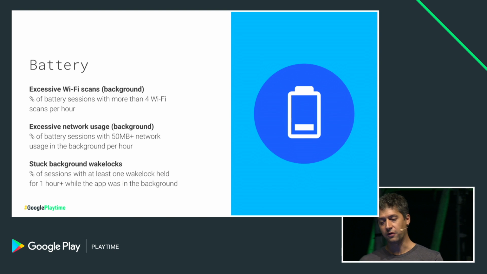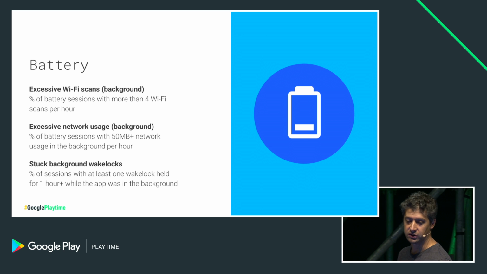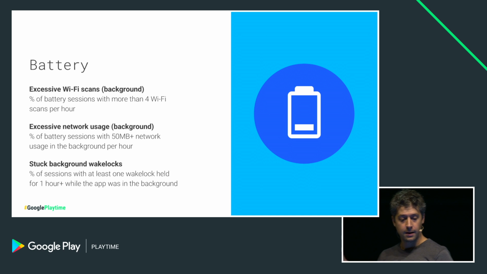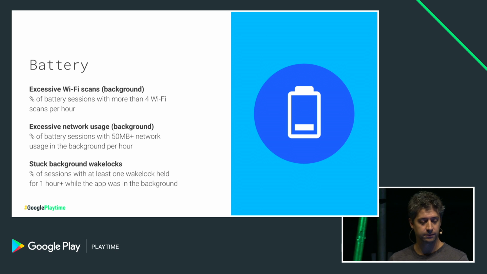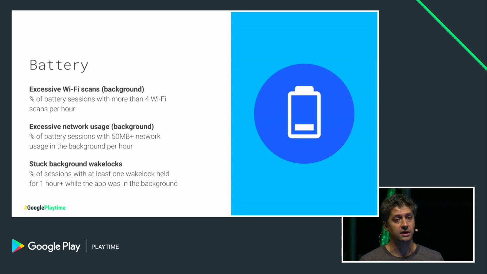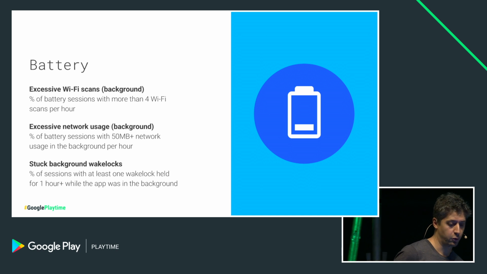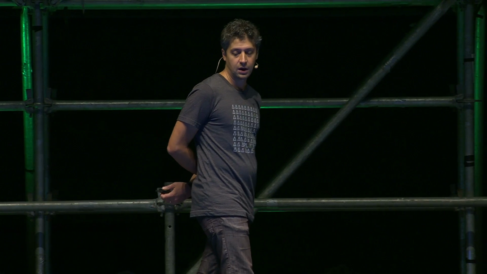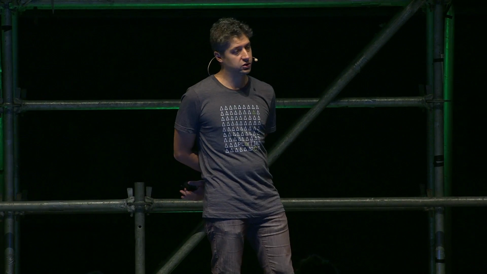On battery, we focused on excessive background activity. Excessive background activity consumes unnecessary battery when the user is away from the phone. And your app will not receive much usage if the phone is dead when the user comes back to it. And so we have 3 new metrics there. One is excessive Wi-Fi scans in the background, whenever the app performs too many Wi-Fi scans when not in active use. Same is for excessive network usage.